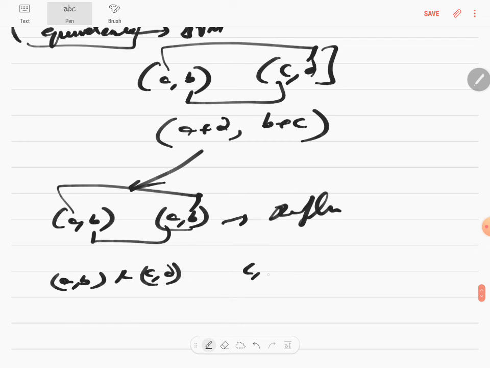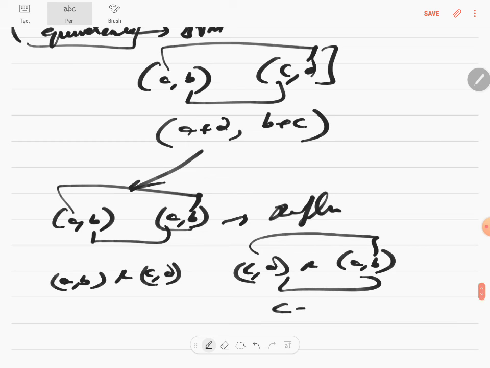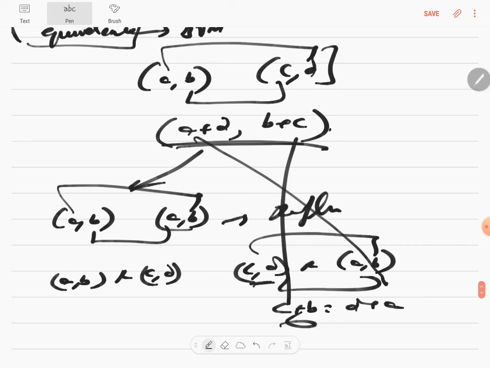Then (a,b) is related to (c,d). Is (c,d) related to (a,b)? You just do this and you get c plus b is equal to d plus a. Yes, it's the same as this. I wrote (c,d) here and (a,b) here, so it's c plus b equal to a plus d, still the same. Can you see? So this is also true, therefore it's symmetric.